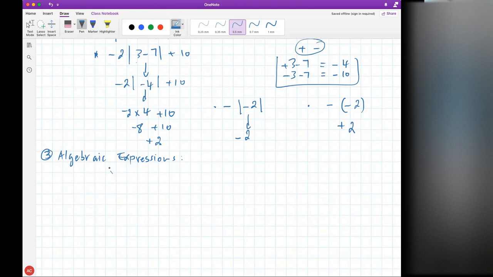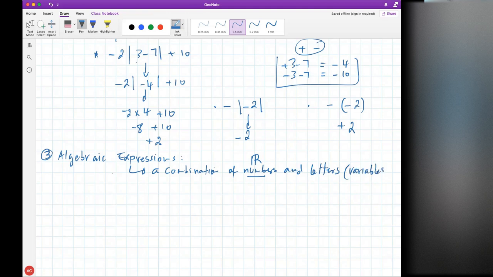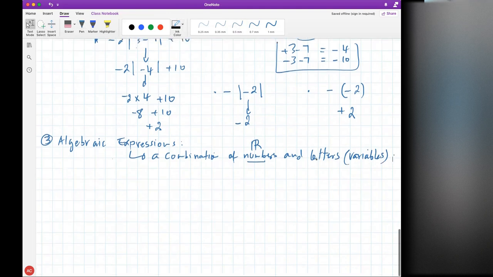So basically, we call that a combination of numbers, the real numbers, basically all the numbers we saw earlier, and some letters. The letters are also called variables. Okay, we're going to see, I'm going to explain why we call them variables.